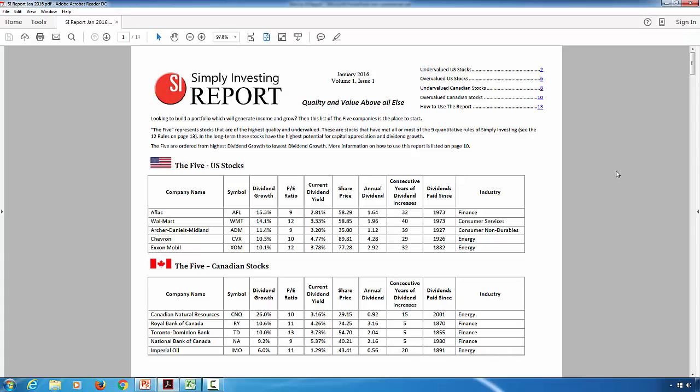So you want to focus on the ones that have the highest growth first. In the long term, these stocks have the highest potential for capital appreciation and dividend growth. If you're looking to start off and build a portfolio today, these are the stocks that you would consider first. So we've listed 5 US stocks and 5 Canadian stocks.